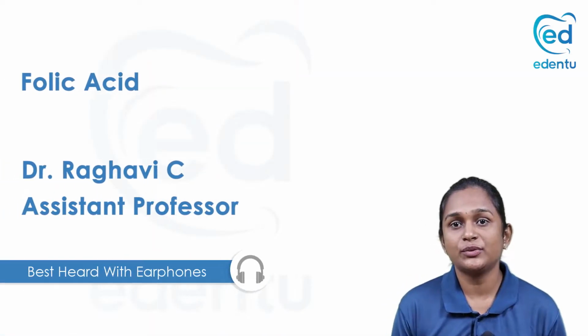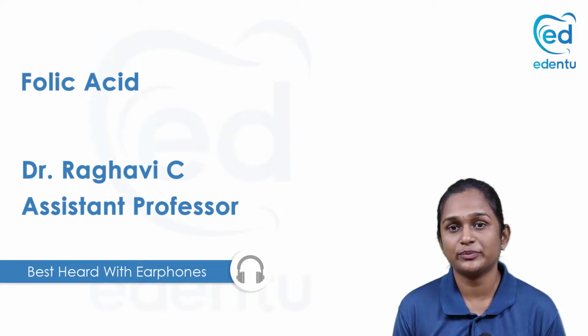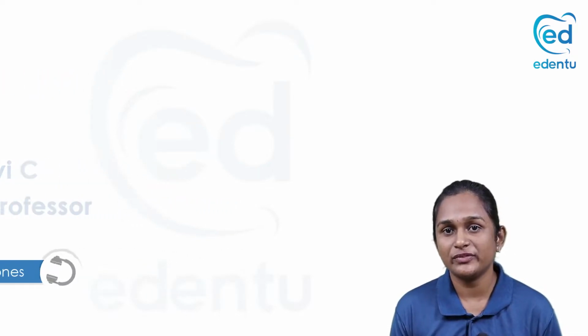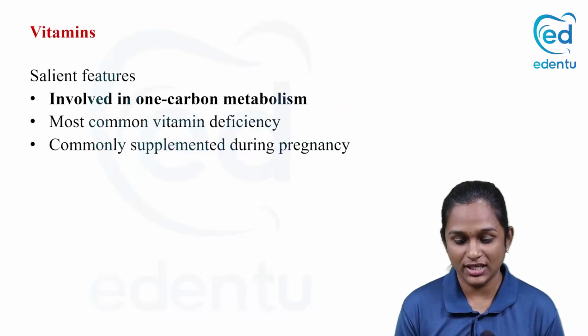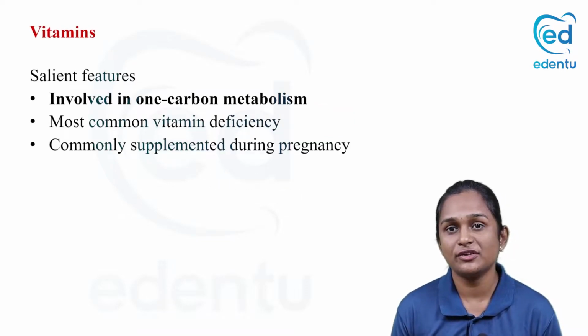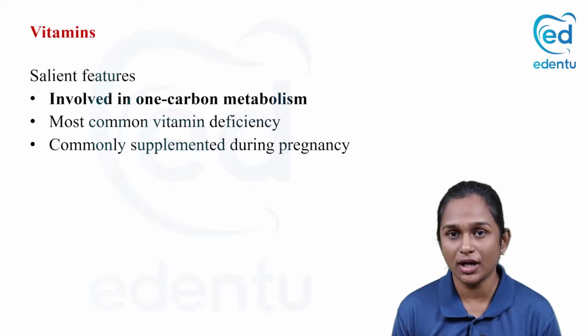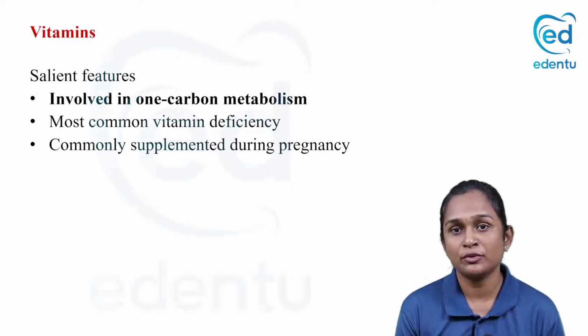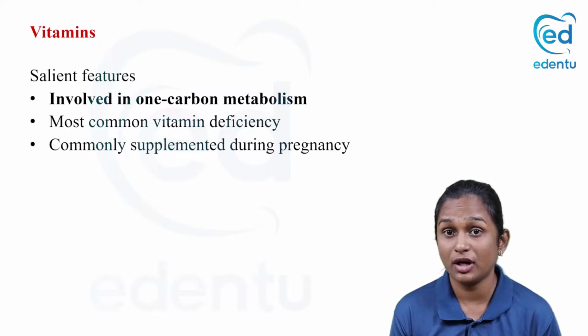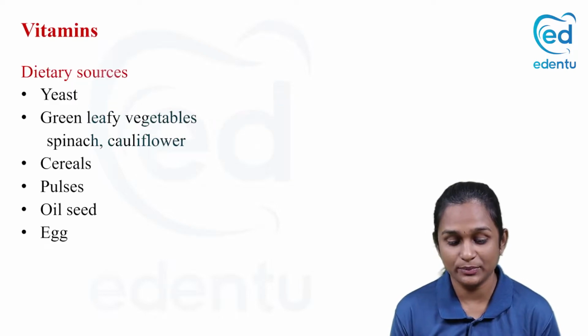Hello everyone. Today's topic is vitamin B9 and vitamin B12. First, we'll start off with vitamin B9, which is otherwise called folic acid. The features of folic acid are it is involved in 1-carbon metabolism, and its deficiency is the most common vitamin deficiency which we encounter. So, it is supplemented during pregnancy.